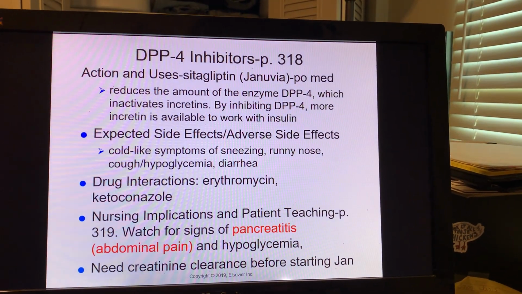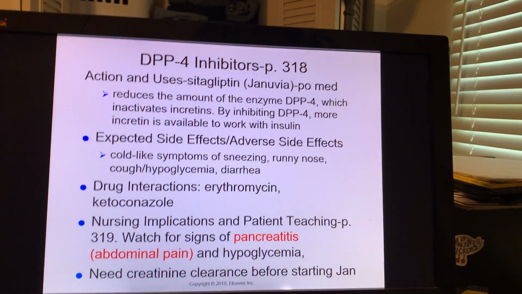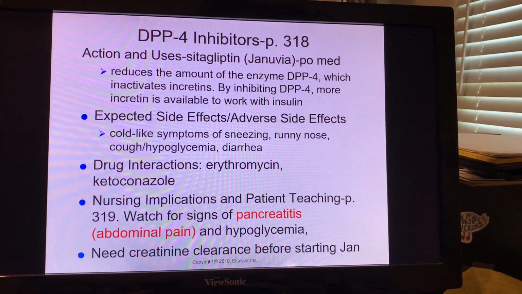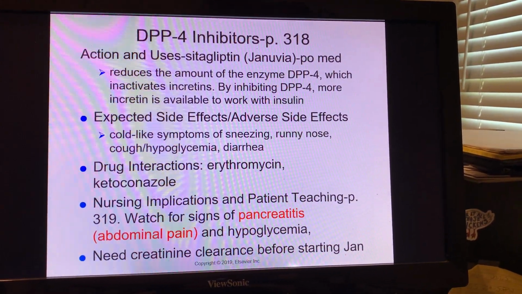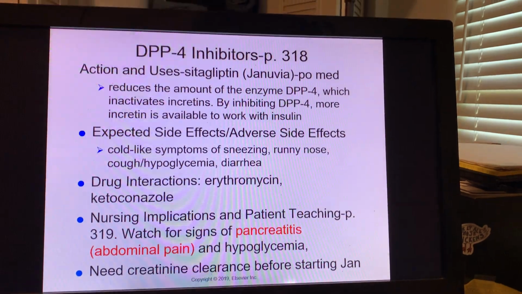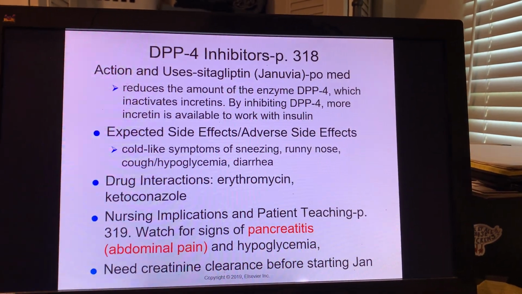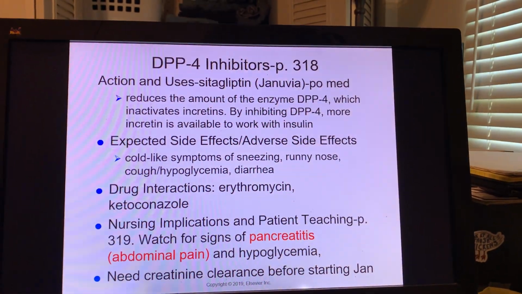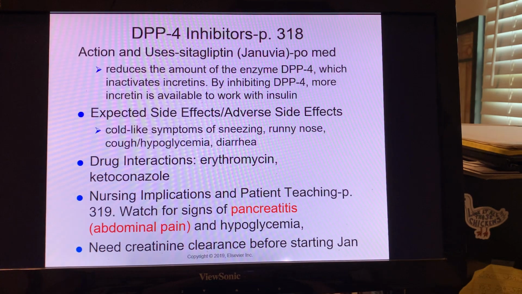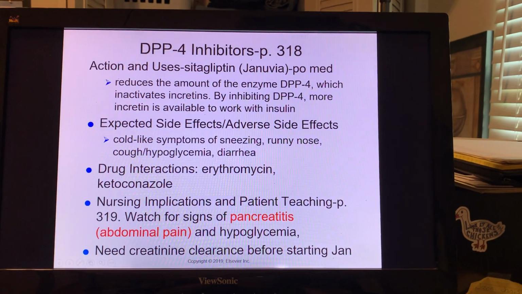One important thing, because of possible effect on the kidneys, is to get a creatinine clearance. You want to do one of those 24-hour urines. Make sure that there are normal levels of creatinine before you start Januvia, just to make sure the kidneys are going to cope okay with it.